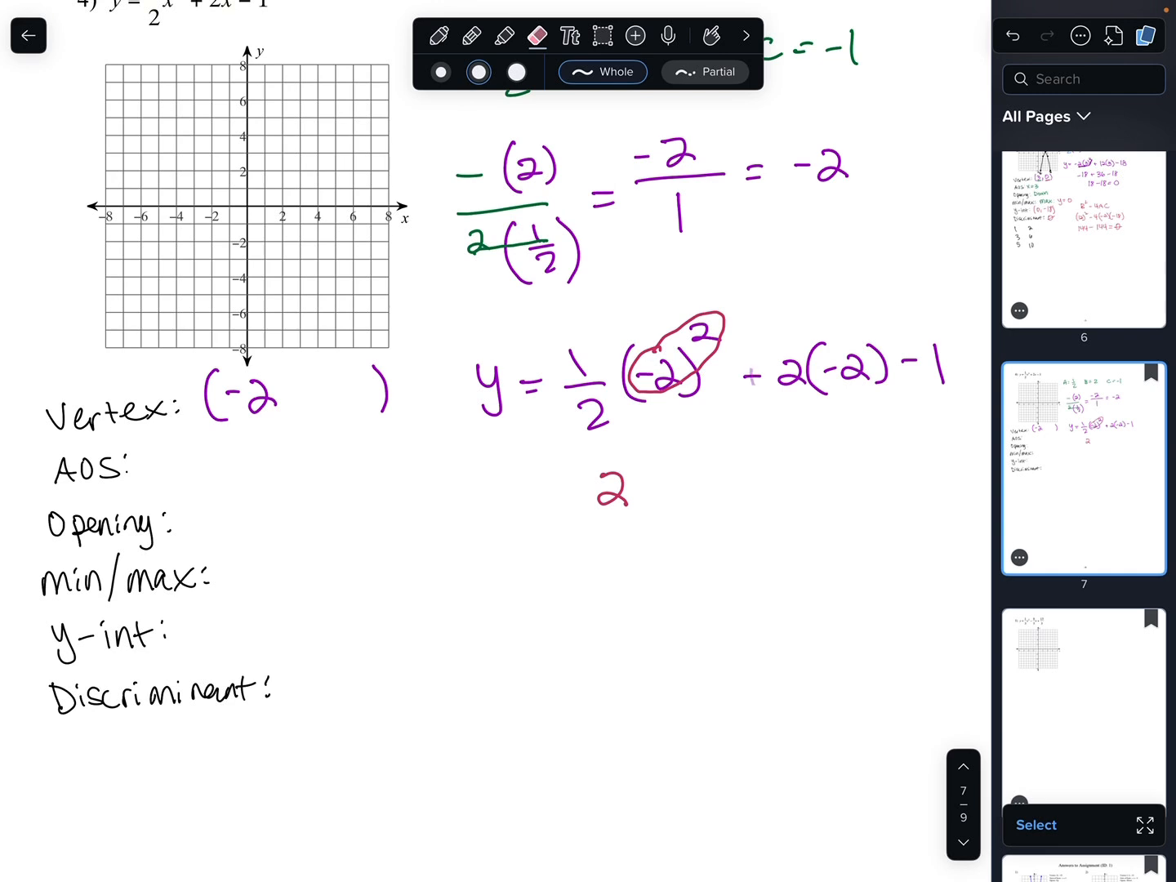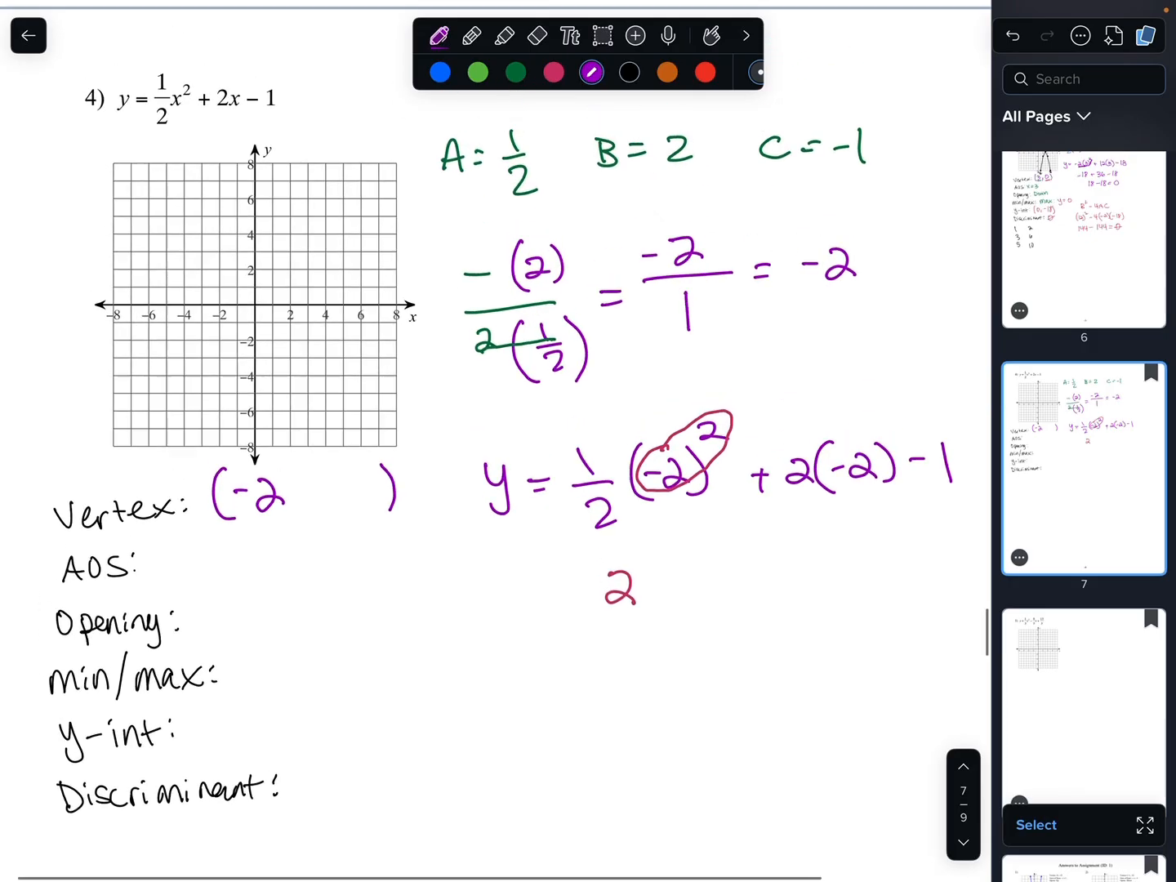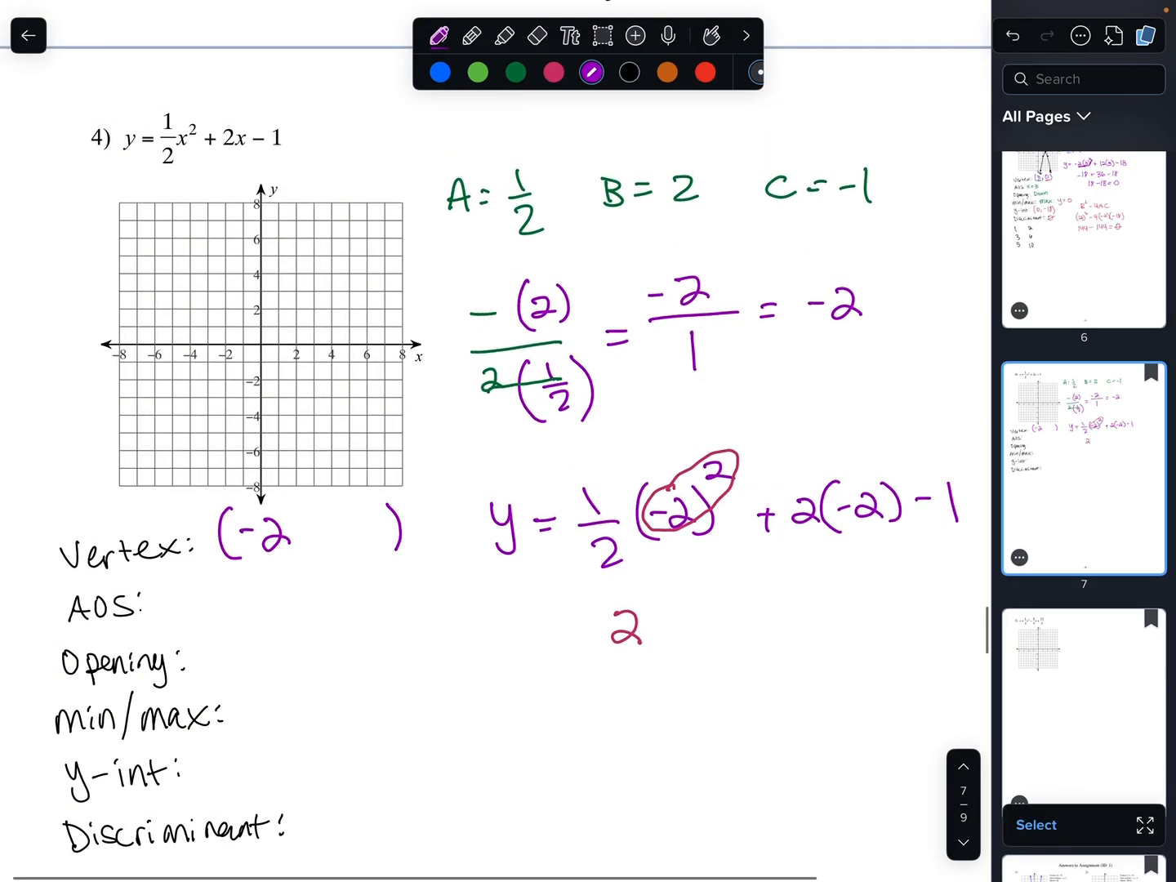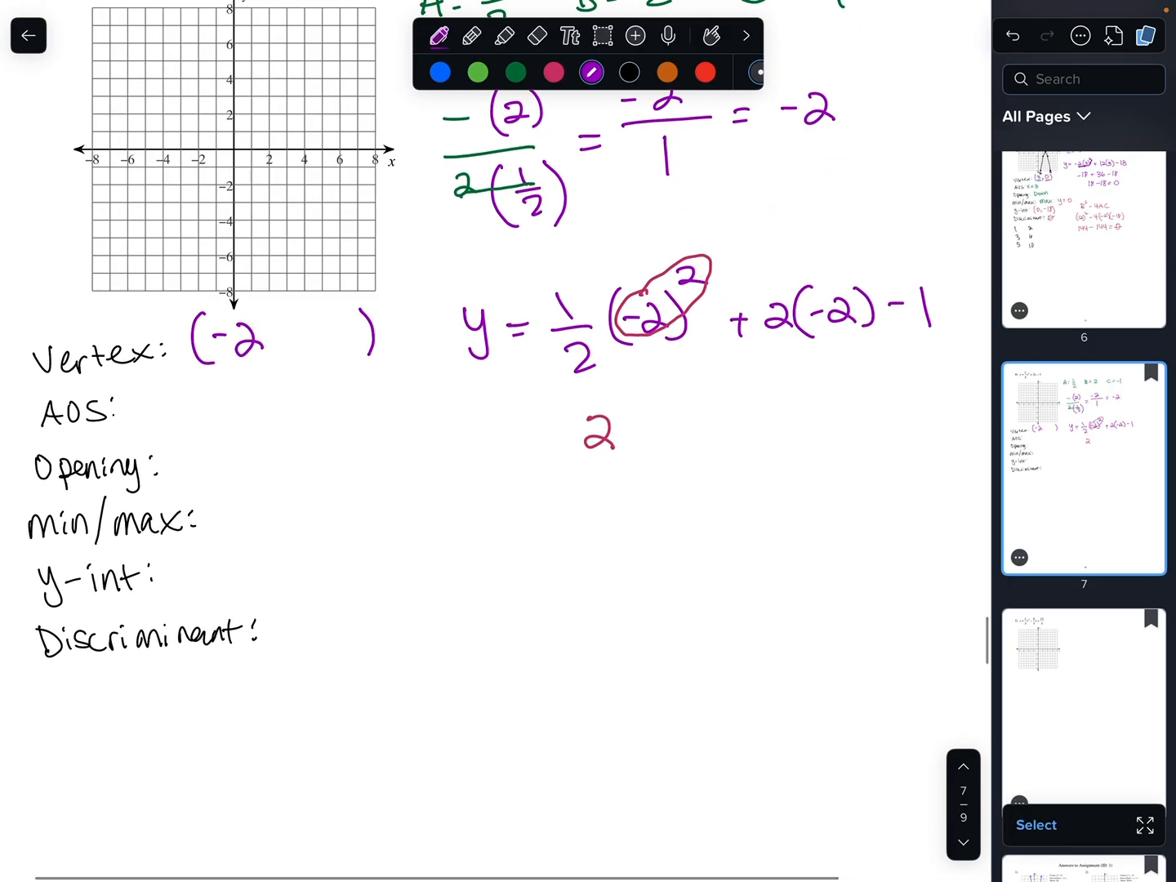And then I had a positive 2. Positive 2 times a negative 2 is negative 4, minus 1. 2 minus 4 is negative 2. Negative 2 minus 1 is negative 3.